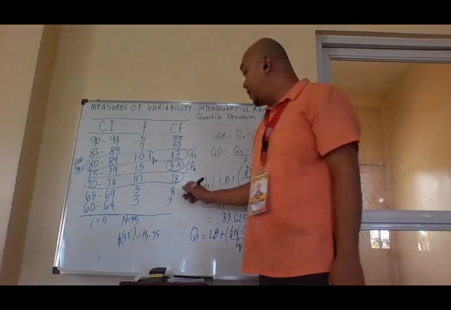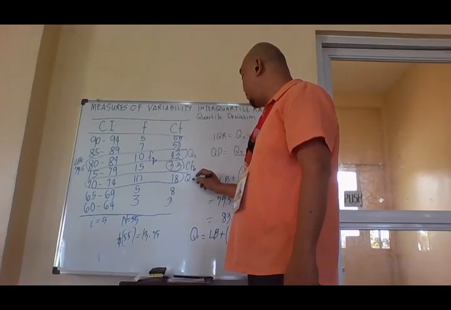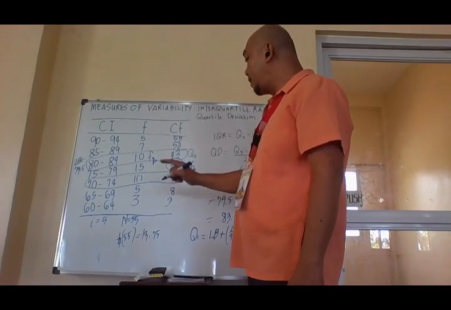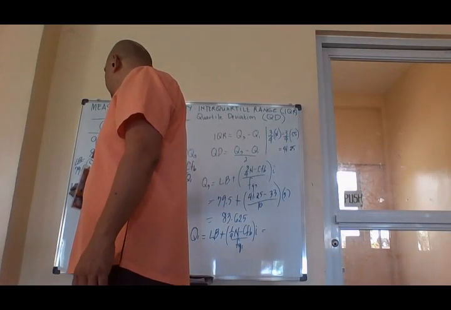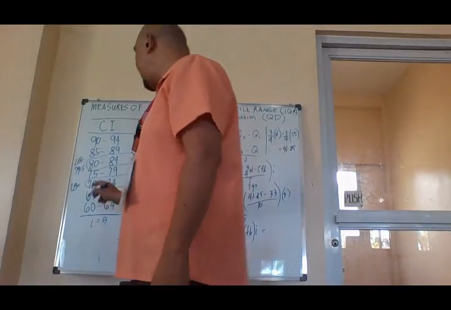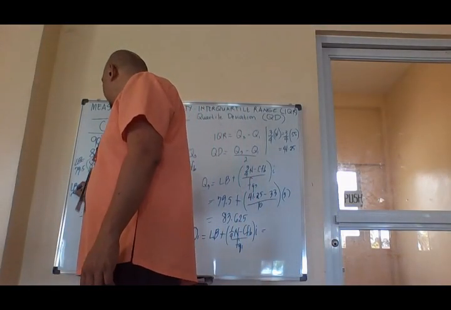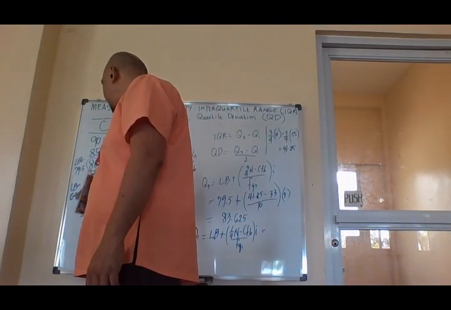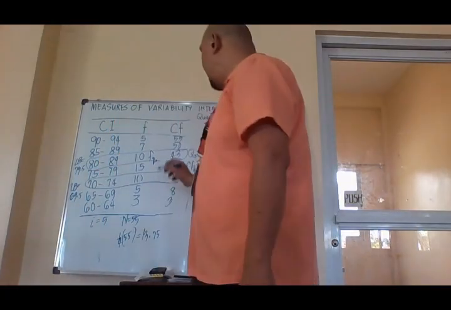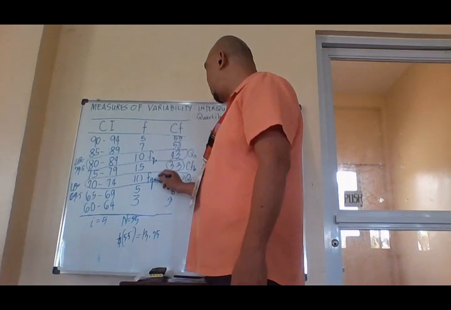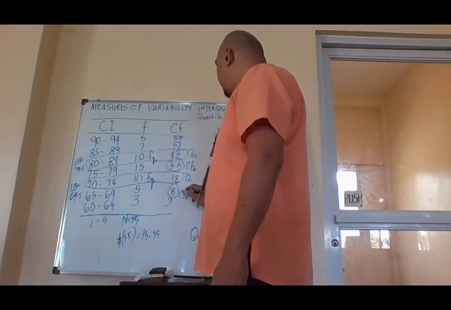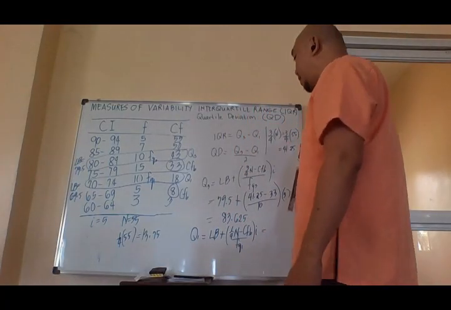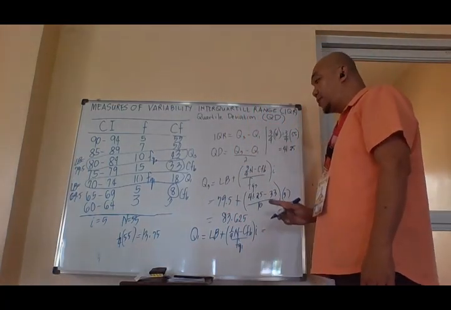Since this is now the first quartile class, we are going to look again for the lower boundary of the first quartile class. In this case, since 70, we have 69.5. This is the frequency of the first quartile class, while 8 is the cumulative frequency before the first quartile class. We are now ready for substitution.